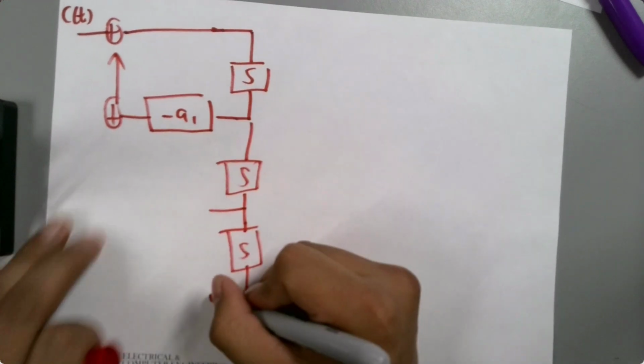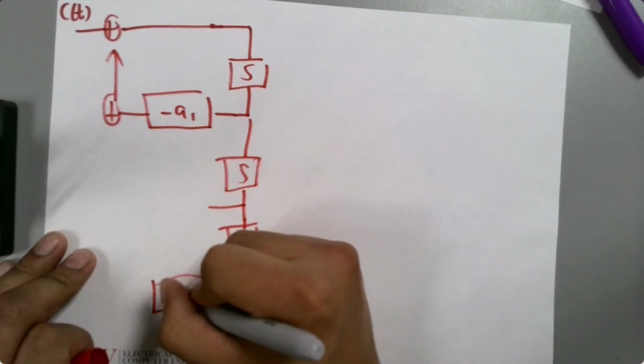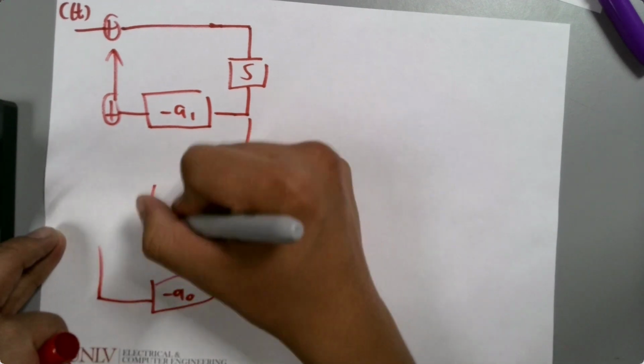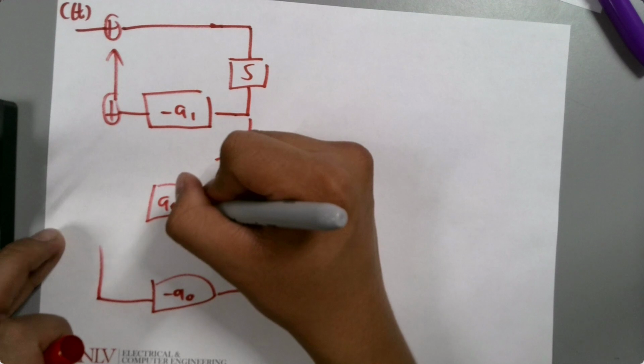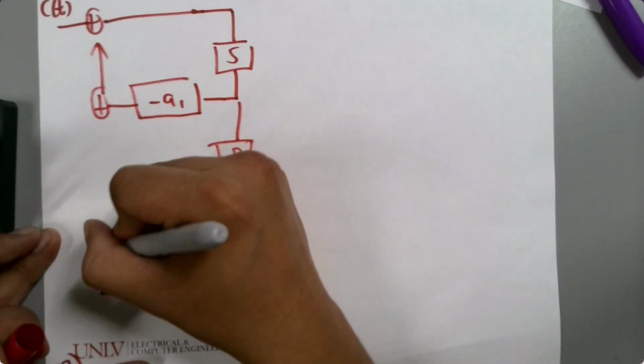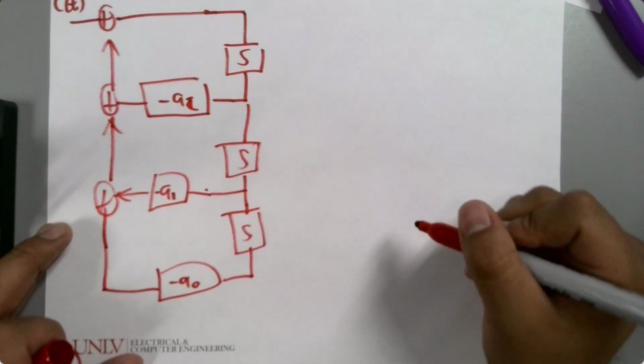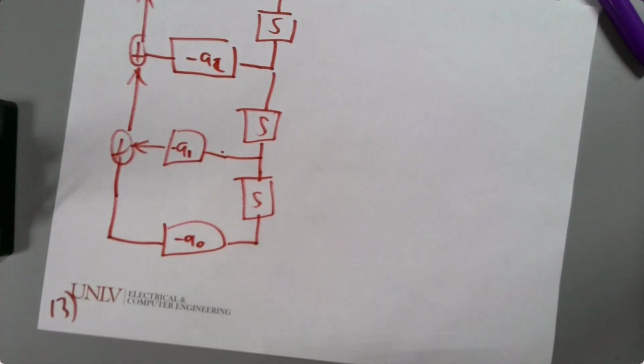A1, no. This right here, the bottom one's always minus A of 0. This one's always A of minus 1. A of 2. Okay? Get it?